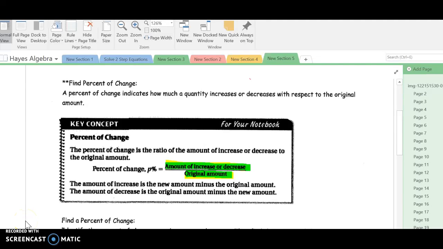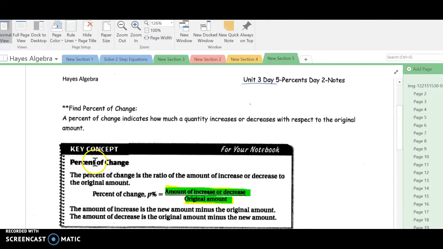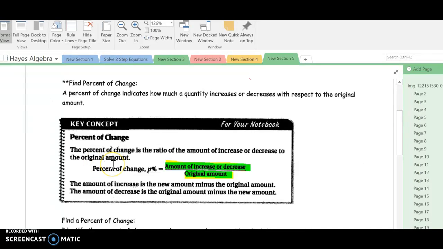So today's lesson is on percent change. This is Unit 3, Day 5, okay? And it's percent of change. Percent of change is used a lot when comparing the increase and decrease of values of certain things.